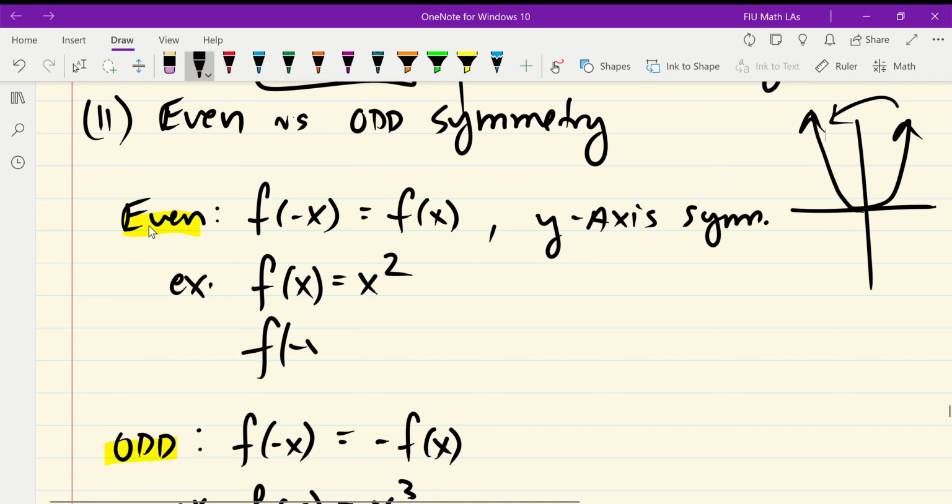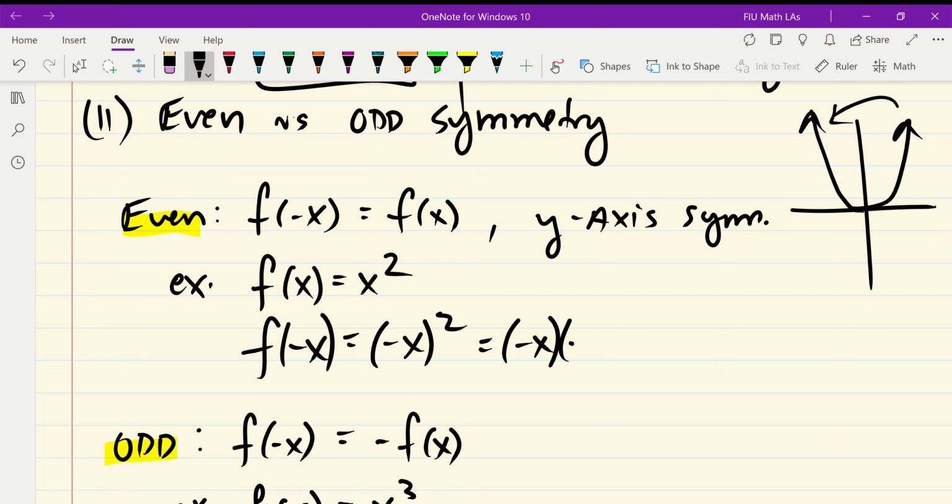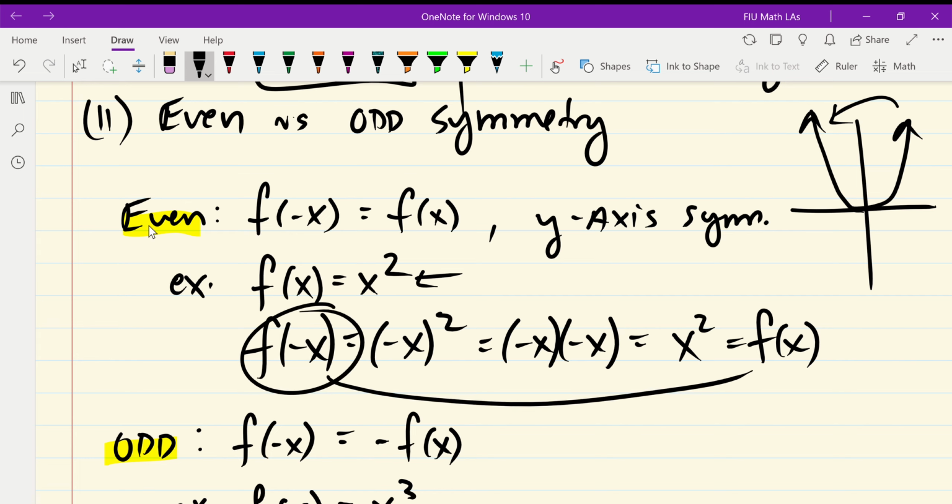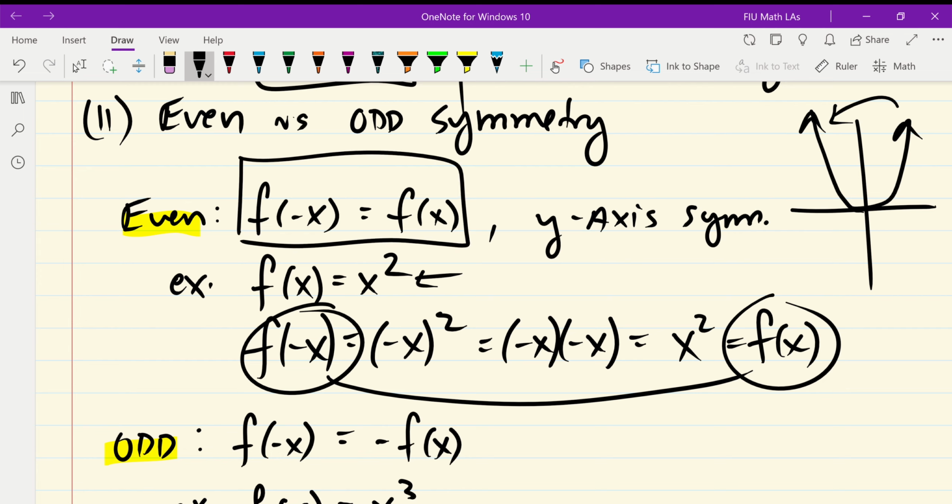So if I take f of negative x, this is going to be negative x squared. This is just negative x times negative x. So I can basically get rid of both of these negatives, right? Negative times negative is a positive, and now I'm just left with x times x. So x times x is x squared, and I know x squared is equal to just f of x, the original function. So this says that if I take f of negative x, it actually is the same thing as the original function f of x. This is my test for a function being even. So I've just shown that if f of x equals x squared, that is even.